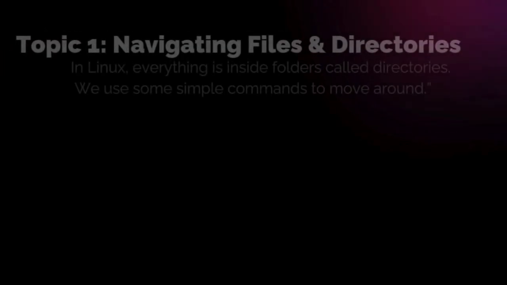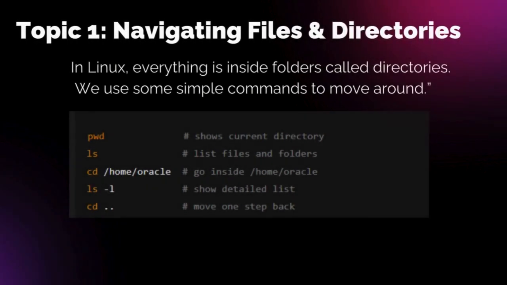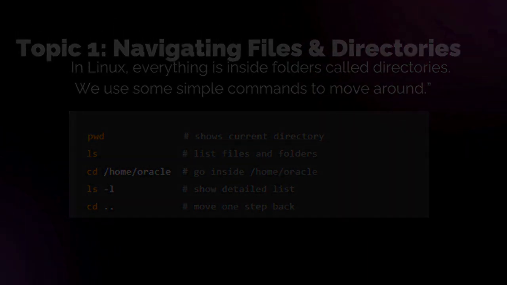Topic 1. Navigating files and directories. In Linux, everything is inside folders called directories. We use some simple commands to move around. Here pwd shows I'm in home, oracle. Now if I type ls, I can see all the files here. To go inside a folder, I use cd folder name. To go back, I just type cd.